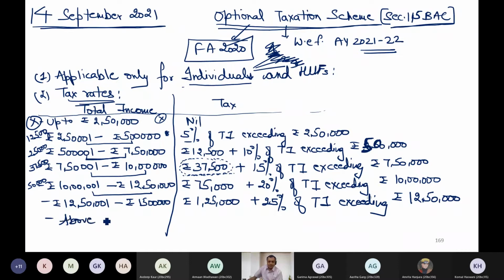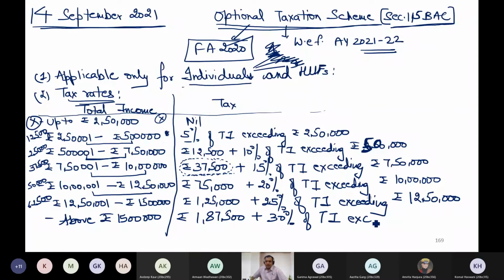Above 15 lakh. So this difference was 12 lakh 50, 250 into 25%, 62,500 is this difference. So now how much is fixed? 1,87,500. 182 or 187? 187. 1,87,500 plus 30% of total income exceeding 15 lakh. This is the optional taxation scheme.